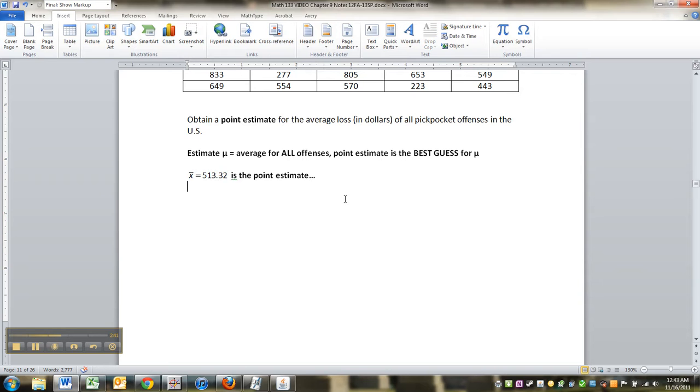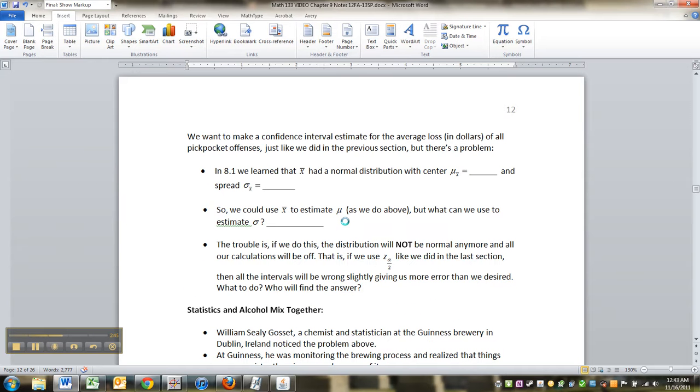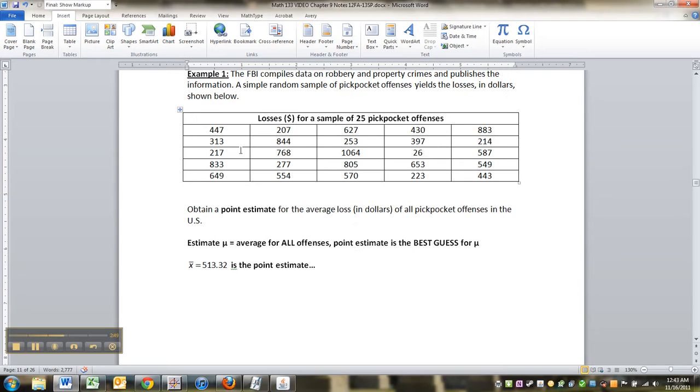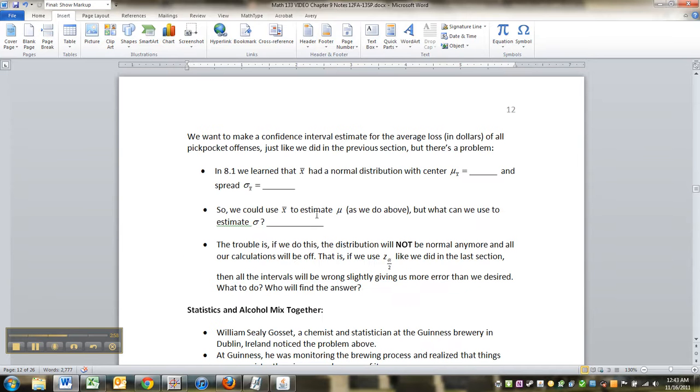Okay, cool. Next, we want to make a confidence interval for the average because, let's face it, we know that the pickpocket offenses average overall for all of U.S. is not $513.32 exactly. That's not how it works, right? We know it should be close to 513.